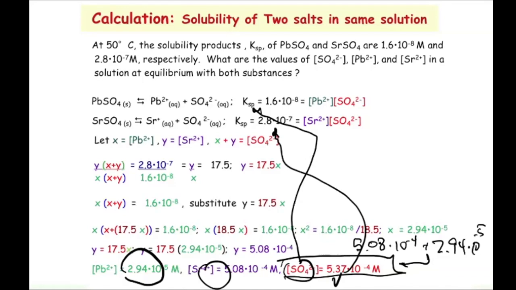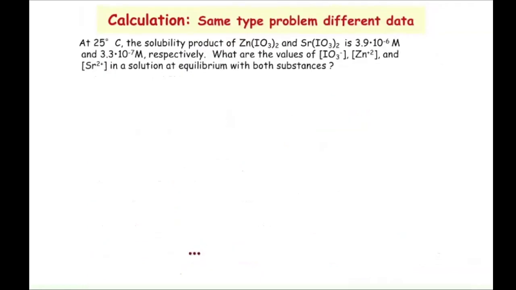You did all that work coming up with these answers, and maybe you made a mistake along the way, simple arithmetic mistake, you punched in the wrong value or something. This will tell you whether those numbers are valid. Okay. So in terms of the chemistry, everything here looks good. You have your answers and you're pretty much done. You've answered the questions. What are the values of sulfate, lead, and strontium in a solution at equilibrium with both substances? You've answered the question. There's nothing more to add. Those are the answers. So let's move on to this one.